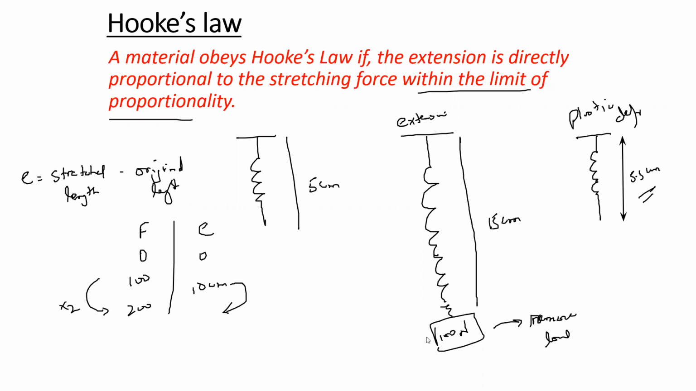If force is double, extension should be double, so it should be 20. But sometimes the spring is not obeying Hooke's law, and it becomes 22. So it is not multiplied by 2. If it is not multiplied by the same factor, this spring does not obey Hooke's law. Hooke's law states force and extension are directly proportional. When you increase the force, the extension will also increase with the same factor within the limit of proportionality. If the spring crosses the limit of proportionality, it will not obey Hooke's law.